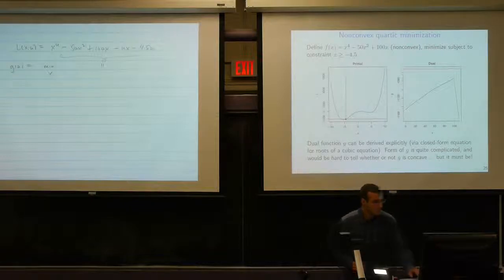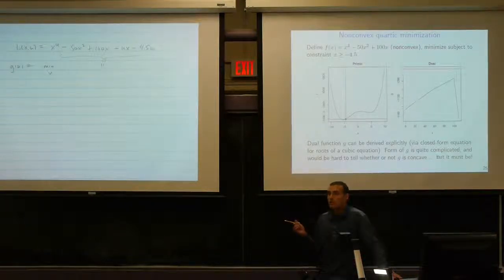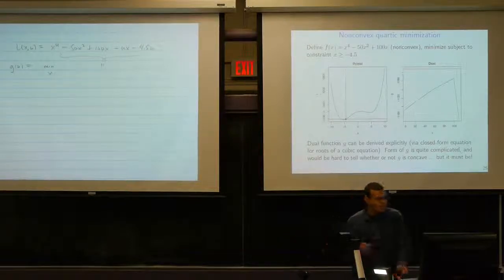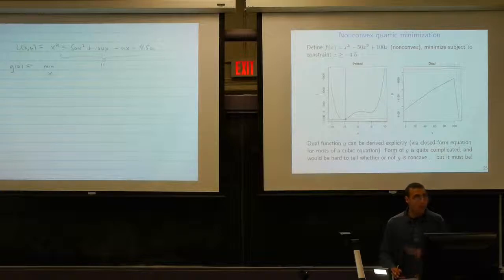But so these, to minimize this, that's finding the root of a cubic equation, right? Because I have to take its derivative and set it equal to 0, and then look at which root gives me the minimum. And there are closed form expressions for that. It's very messy, but there are closed form expressions. So I was able to write down a closed form for G here, even though it was a non-convex problem.